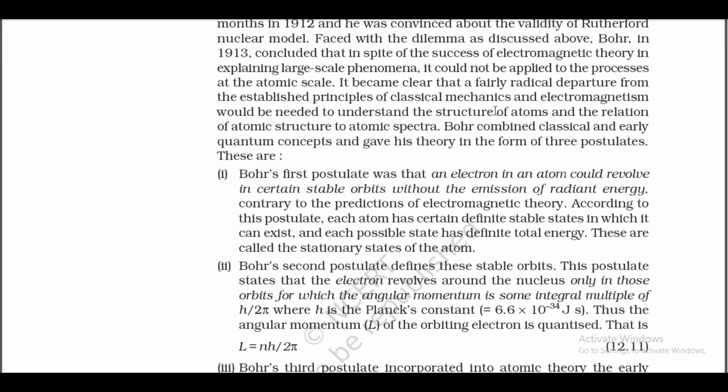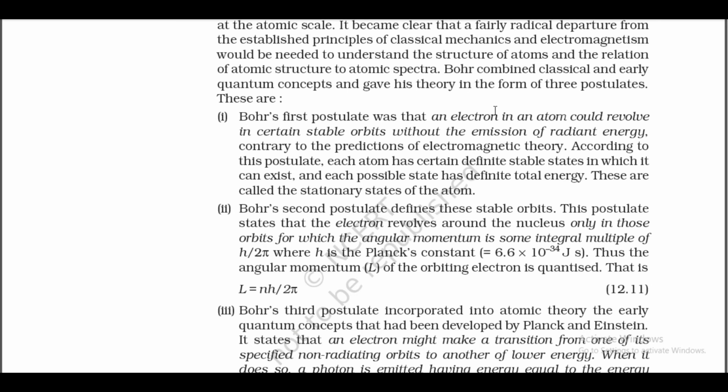These are: Bohr's first postulate was that an electron in an atom could revolve in certain stable orbits without the emission of radiant energy. Contrary to the predictions of electromagnetic theory, according to this postulate, each atom has certain definite stable states in which it can exist, and each possible state has definite total energy. These are called the stationary states of the atom.